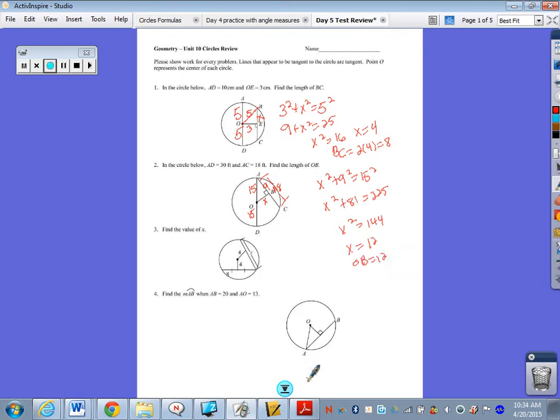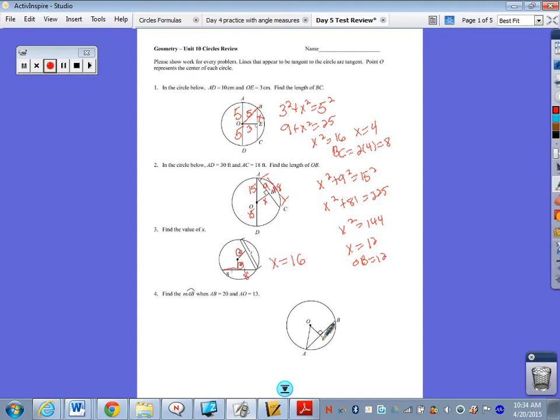Okay. Number 3 is a really easy problem if you remember the theorem. 2 chords that are the same distance away from the center, so since both of these are 4, are equal. Now 8 is only this piece, so this piece is also 8, and they have tick marks to show you that. So then x is going to be the length of the whole thing, which is 16.